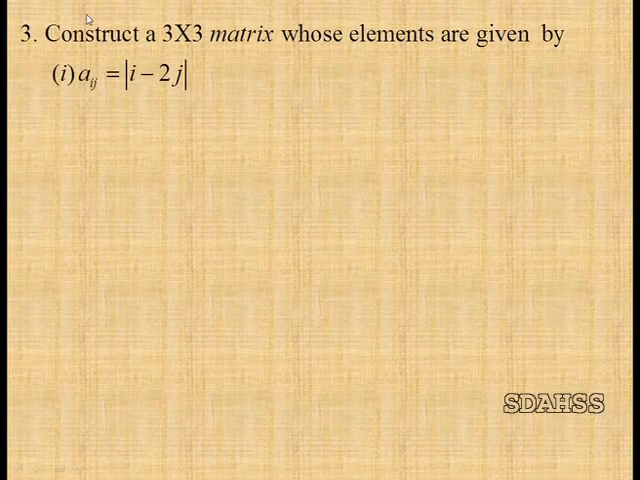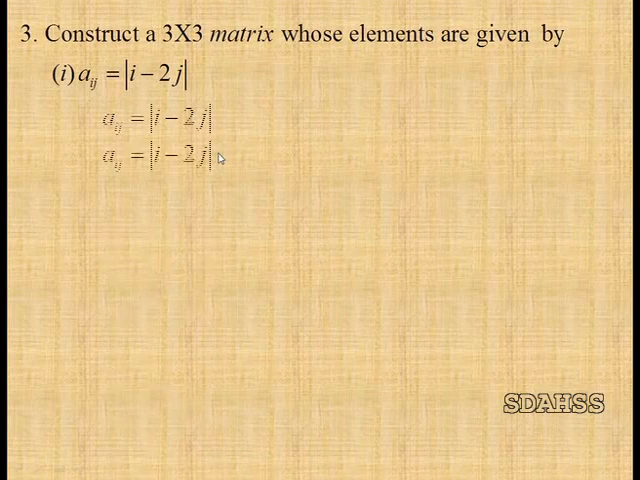Third sum. Construct a 3 cross 3 matrix whose elements are given by Aij is equal to modulus of i minus 2j. Here you have to construct 3 cross 3 matrix, which means number of rows equal to 3 and number of columns equal to 3. You have to construct 3 rows and 3 columns in a matrix.